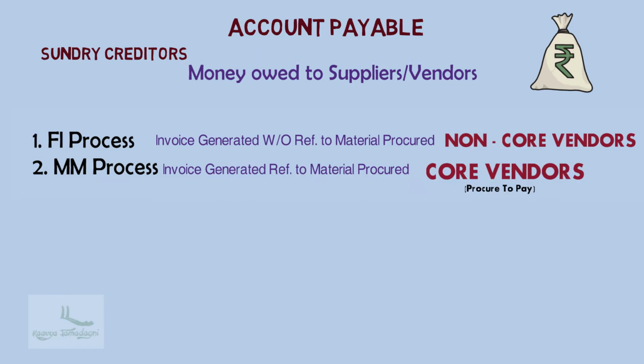In the FI process, we generate the vendor invoice without reference to material procured. But in the MM process, we generate the vendor invoice as per the P2P process, that is procure to pay process. The vendors used for the P2P process are called core vendors, and the vendors used for the FI process are called non-core vendors. Got it? Let me give you an example of where we use the core vendor process and the non-core vendor process respectively.